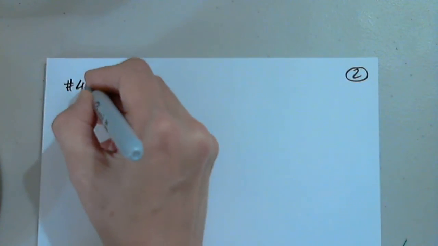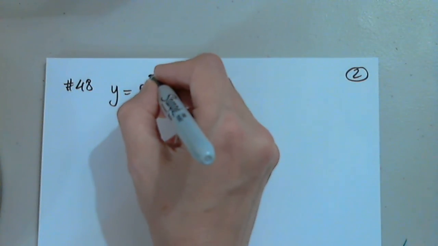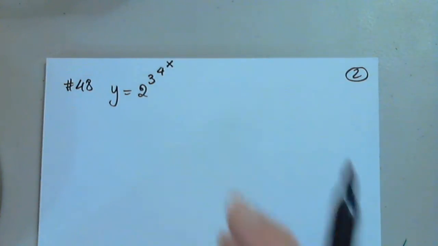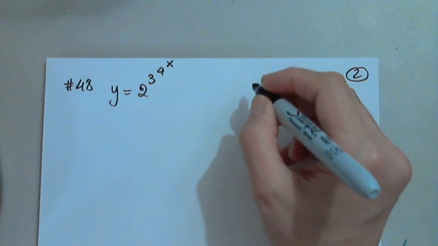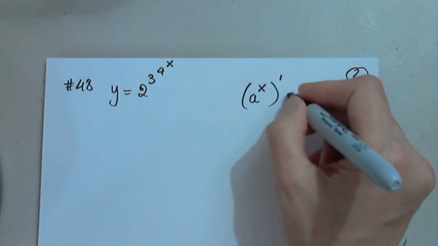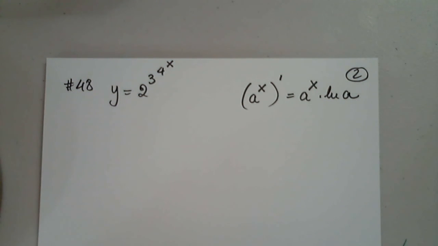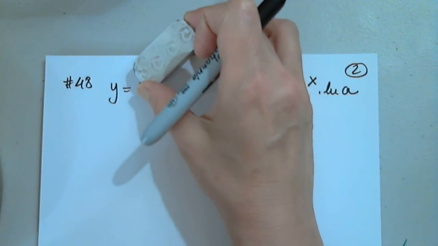So I'm on page 2. Let me copy 48. In 48 we have y equals 2 raised to power 3, which is raised to power 4, which is raised to power x. Great job. Okay. So a reminder for you, when we differentiate a to x, we get a to x times natural log a. So far so good? We have to take it very slowly.